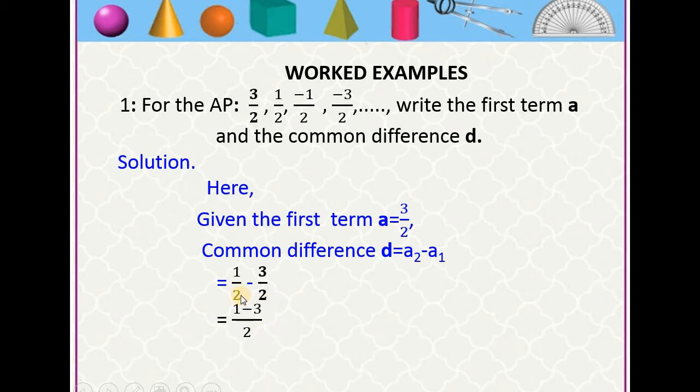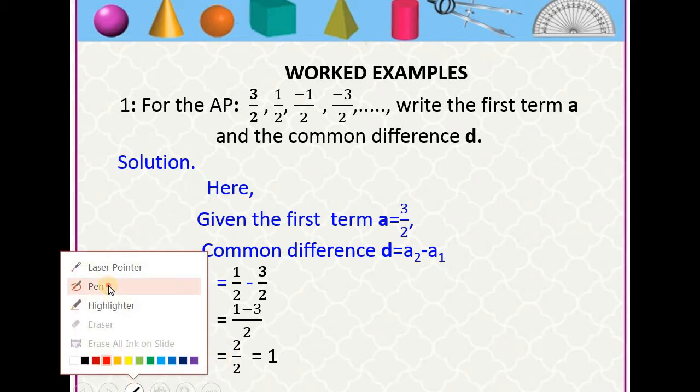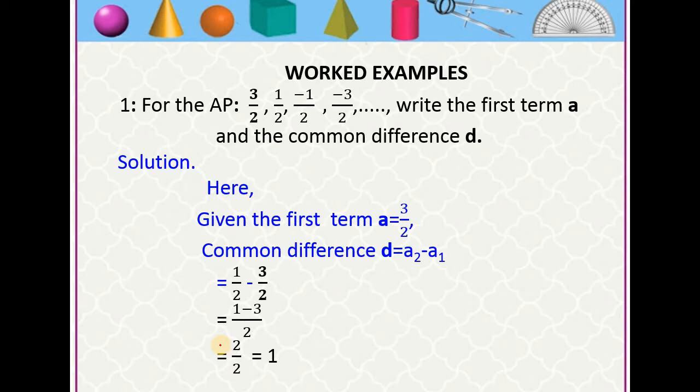So we can write 2 in the denominator, and over the numerator we write 1 minus 3, which is equal to minus 2. So minus 2 divided by 2, which is minus 1. So this minus 1 is the common difference in this arithmetic progression.